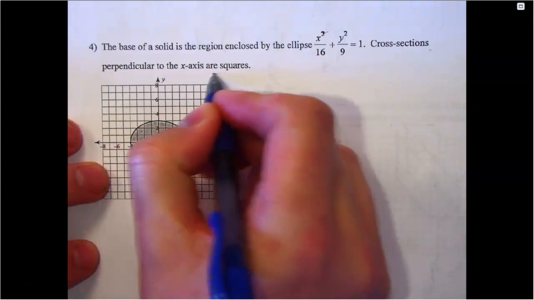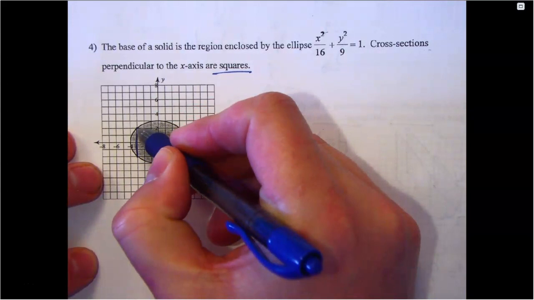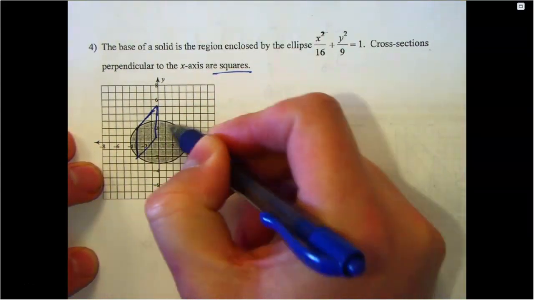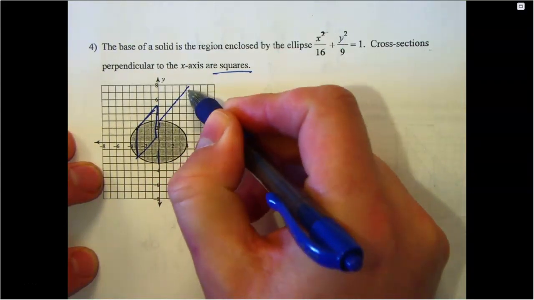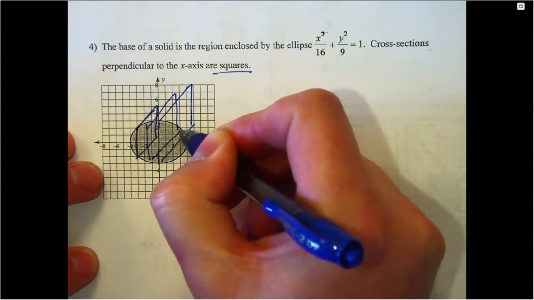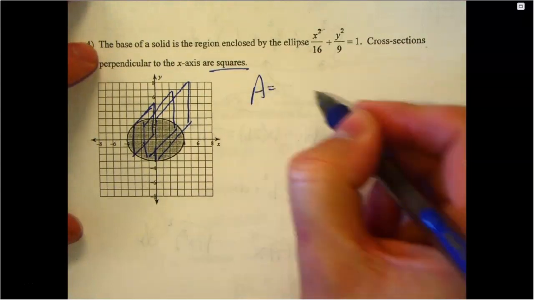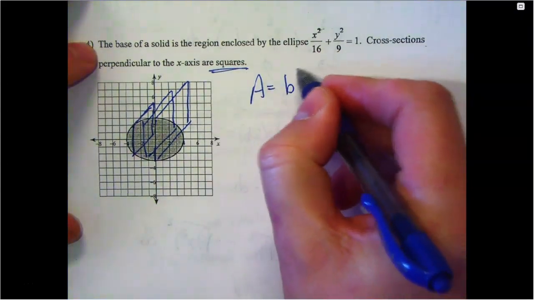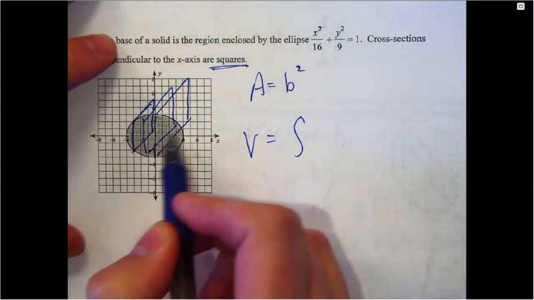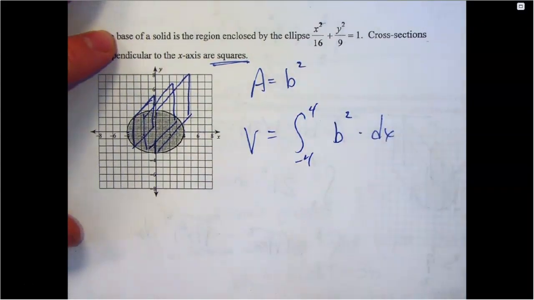Cross sections perpendicular to the x-axis are squares. So whatever this side length is, you're coming out of the page that much. You'll have these squares poking out, and you have an infinite number of them, so it'll be a solid shape. So what's the area of a square? B squared. We want to integrate, this time from negative 4 to 4. The base squared.